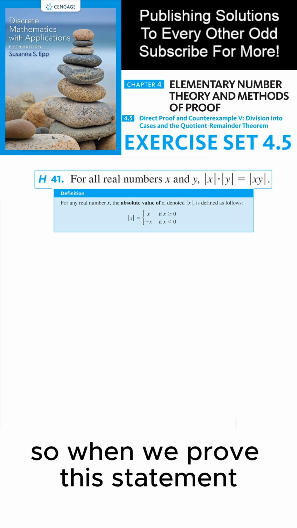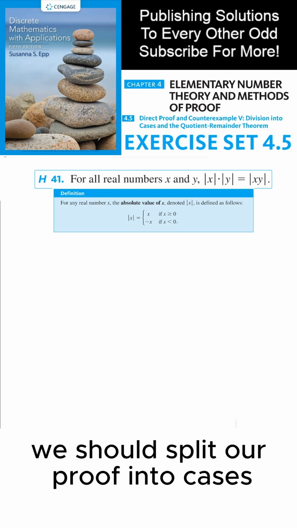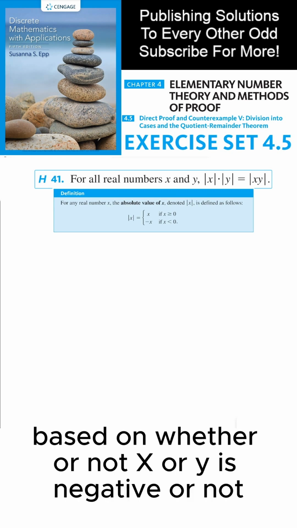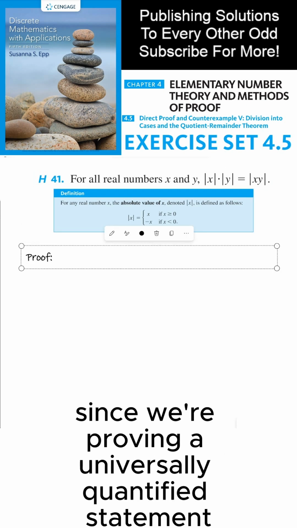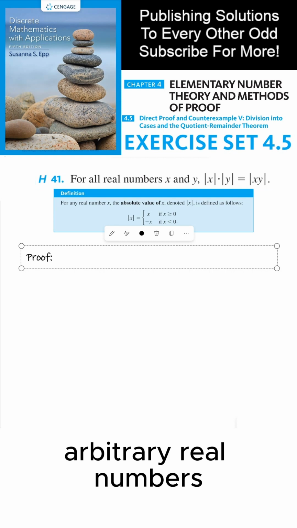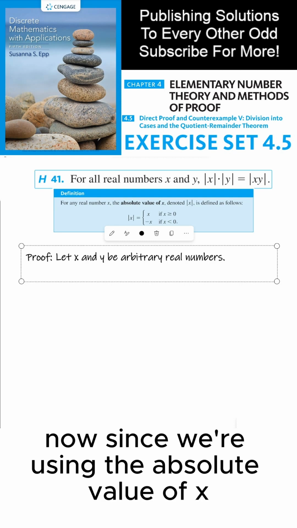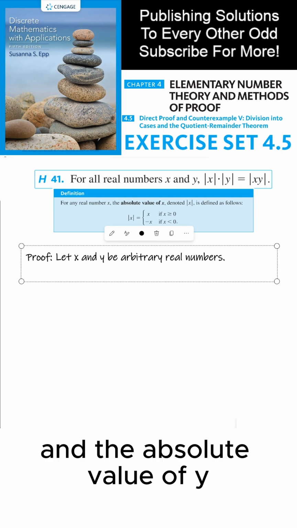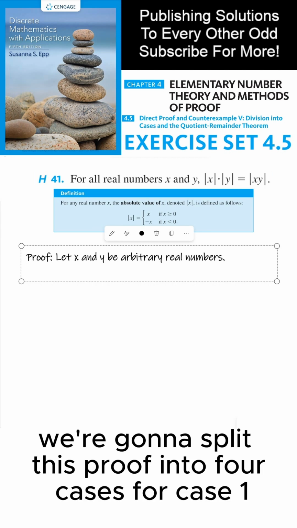So when we prove this statement, we should split our proof into cases based on whether or not x or y is negative or not. Let me explain. Since we're proving a universally quantified statement on x and y, let's instantiate x and y as arbitrary real numbers. Now, since we're using the absolute value of x and the absolute value of y, we're going to split this proof into 4 cases.